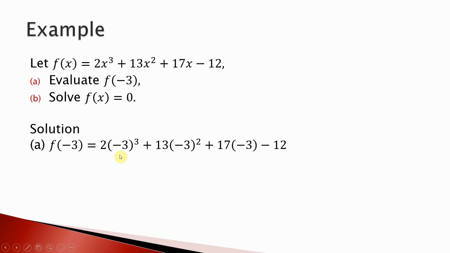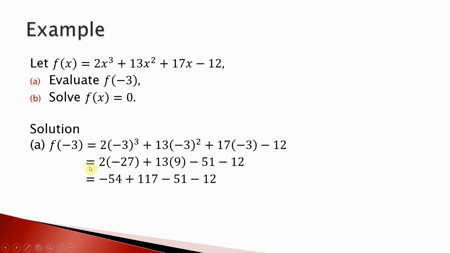When you cube a negative number, you get a negative number, and when you square a negative number, you get a positive. The rest is just multiplication, and you have negative 12. You multiply these, simplify, and you get 0.